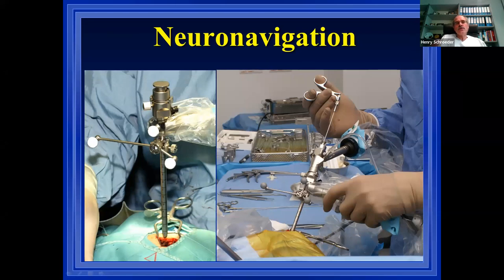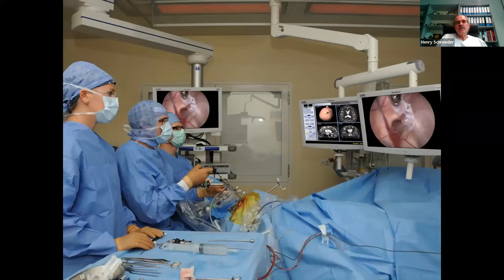Neuronavigation can be easily adapted to the endoscopic sheath, so you always have control of the trajectory. It's very helpful to find the ideal entry point in small ventricles, colloid cysts, or in any unusual trajectory. For ETV, we don't use it in all cases. And this is our setup. We have the navigation images, and here we have the images of our endoscope.